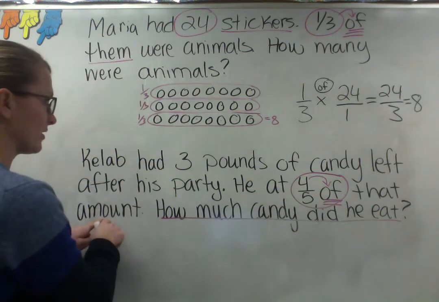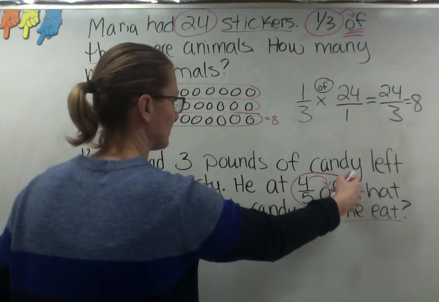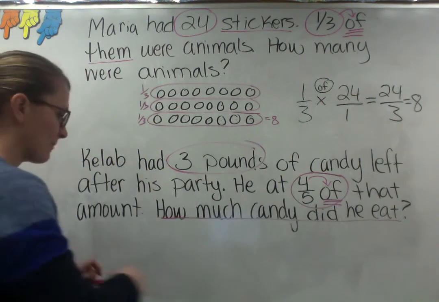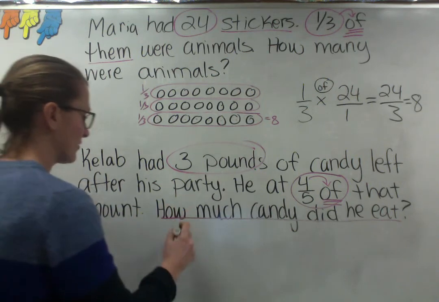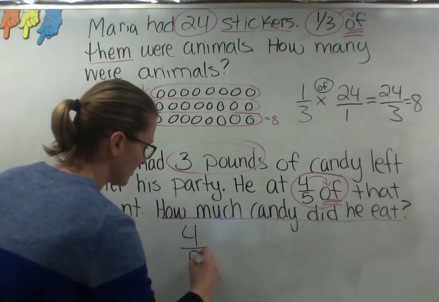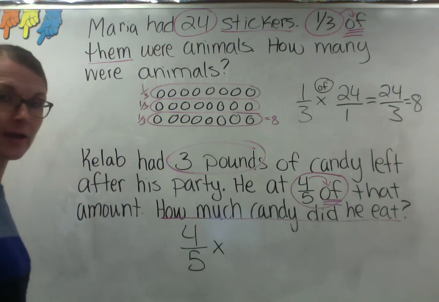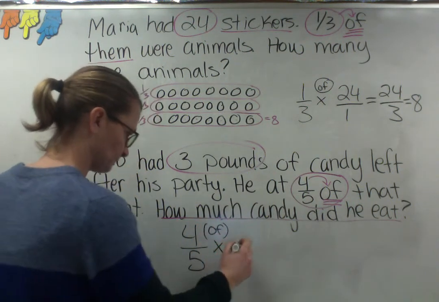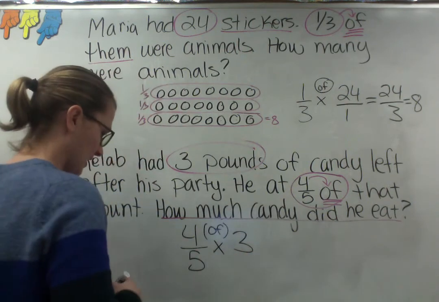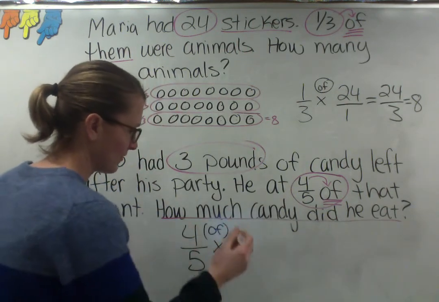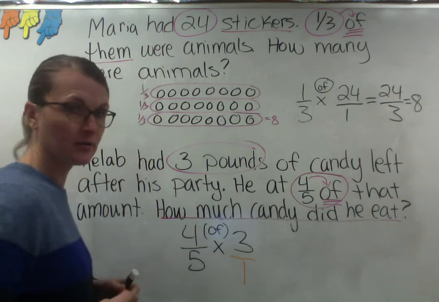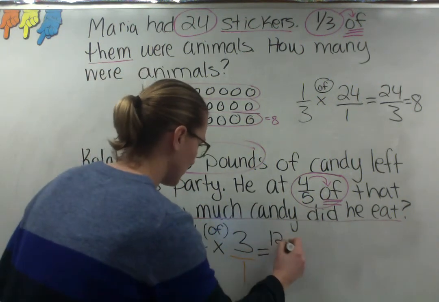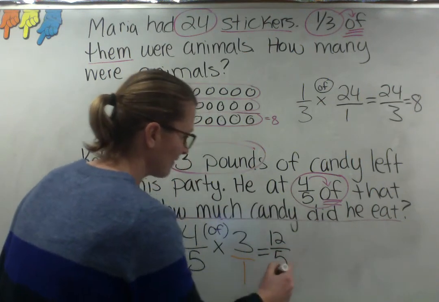What is that amount? That amount is candy. How much candy does he have? Oh, here we go, 3 pounds. So we're going to find that by doing 4/5 of 3 pounds. Here's our multiplication sign: "of" 3 pounds. In order to multiply, we have to turn this into a fraction. We'll put a 1 underneath it. Then we can just multiply across. 4 times 3 is 12. 5 times 1 is 5.